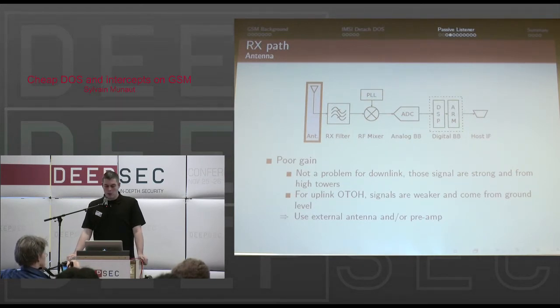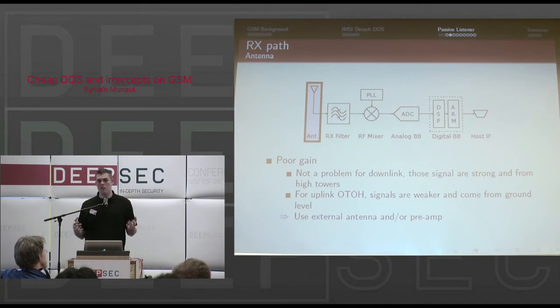Okay, the first element is, well, the antenna. It's completely unremarkable. It's like a 0 dB gain. It has poor gain, but it's okay if you want to receive the base station, because the base station transmits with a lot of power.